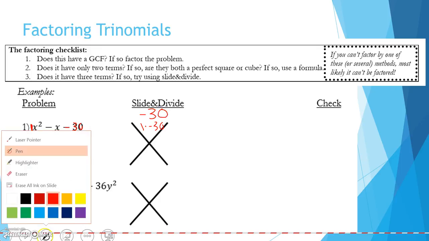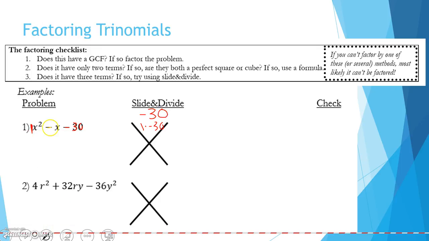Then what you put on the bottom is the middle number. In this case, it was negative 1, so negative 1 goes down there. Then you have to figure out what will multiply to negative 30, the top number, and add to negative 1, the bottom number. You can use your mental math to figure out what multiplies to negative 30, but I'm going to show you how to do it in your calculator.